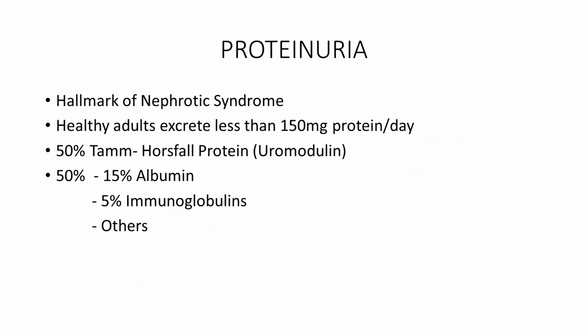Healthy adults excrete less than 150 milligram of protein in 24 hours. And most of this consists of Tamm-Horsfall protein, which is tubular protein excreted daily, which is not detectable, also called uromodulin. And the other 50%, of which 15% is albumin, a very limited amount which is not detectable, and immunoglobulins and other proteins. So this 150 milligram of protein, which is normally excreted daily, 50% consists of tubular protein, and the rest 50% albumin and immunoglobulins and other proteins.